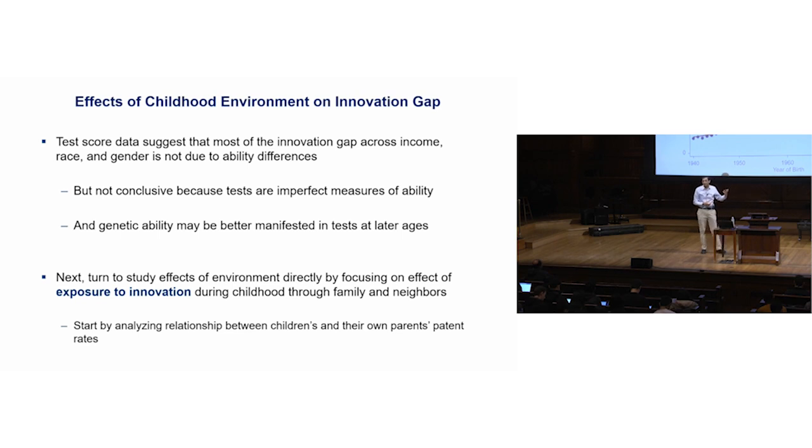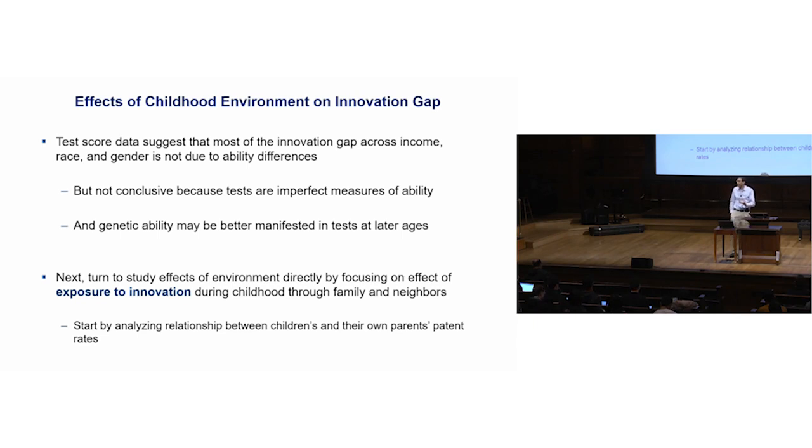And we don't have this data by race and ethnicity or by parental income, but my guess is you see essentially no change on those dimensions as well. So, concluding this segment on looking at test scores and thinking about ability differences, my take is that this suggests that most of the innovation gap across income, race, and gender is not due to ability differences. However, I want to be clear, and some of the questions get at this, I think this evidence is not by itself conclusive because tests are, of course, an imperfect measure of ability, and we have no causal evidence of changing anything, having a causal effect in what we've seen so far.